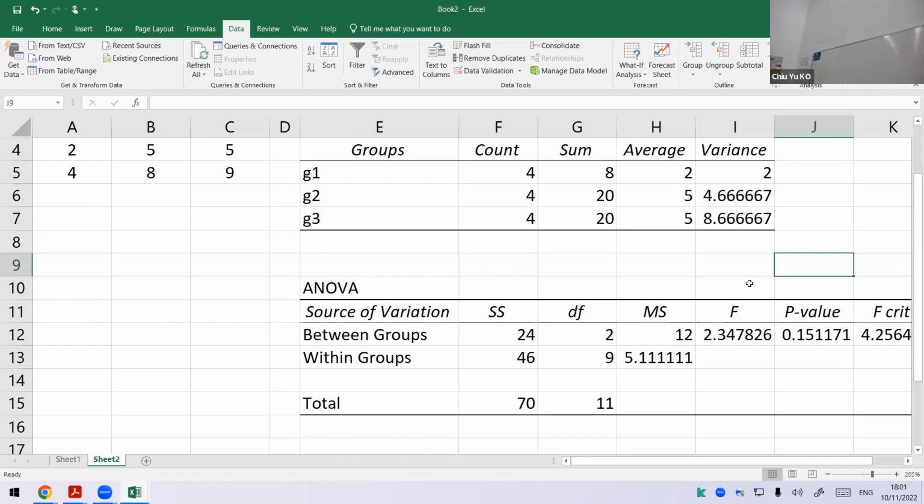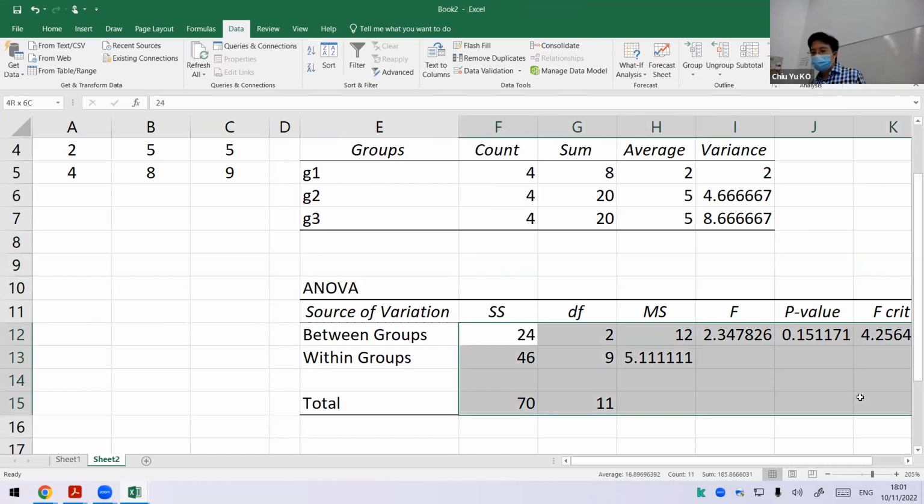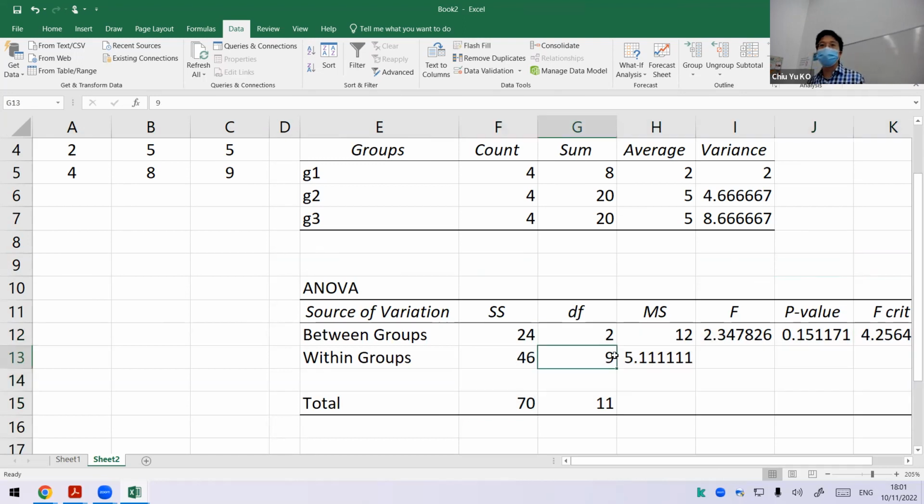If you check last year, what I do is I just ask you to fill up this table. I delete some numbers and you fill up the numbers.